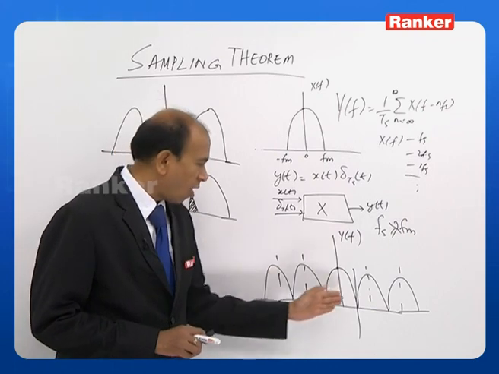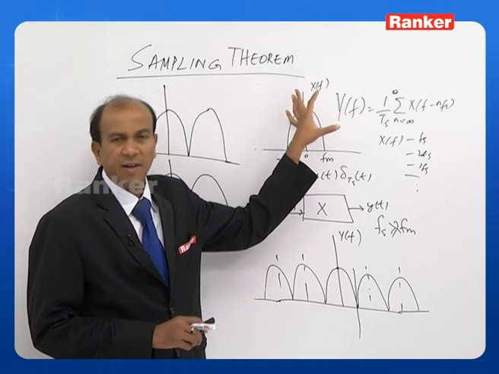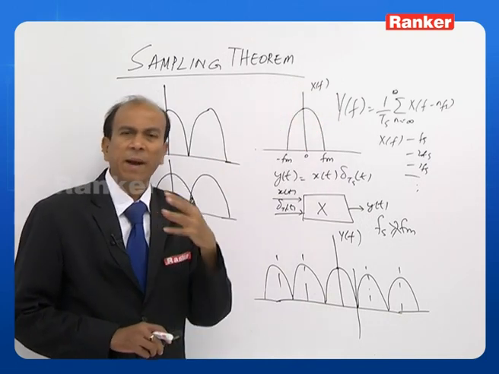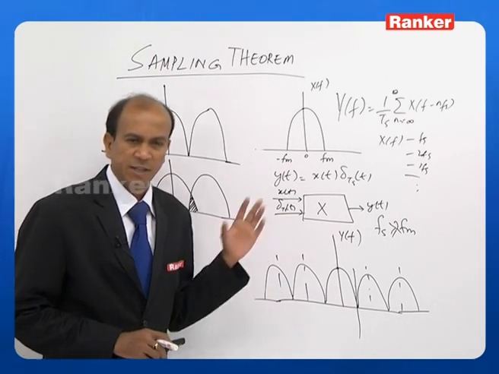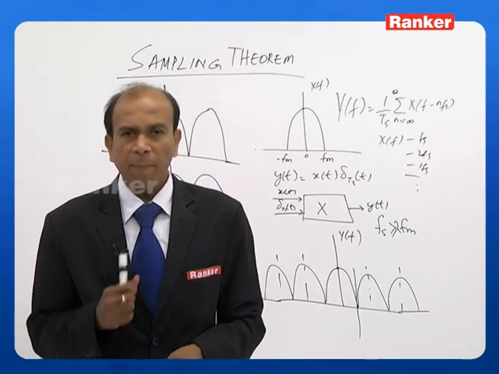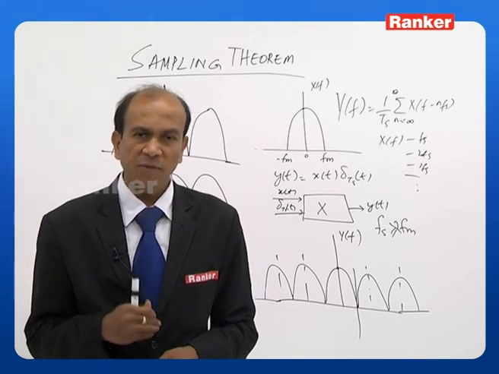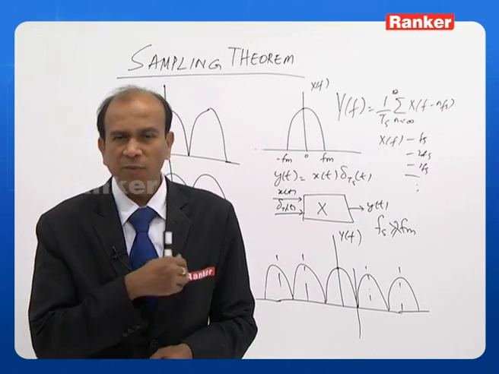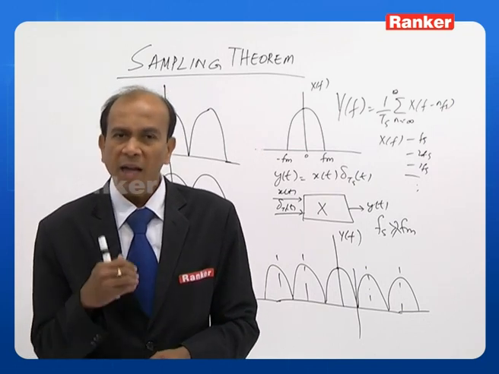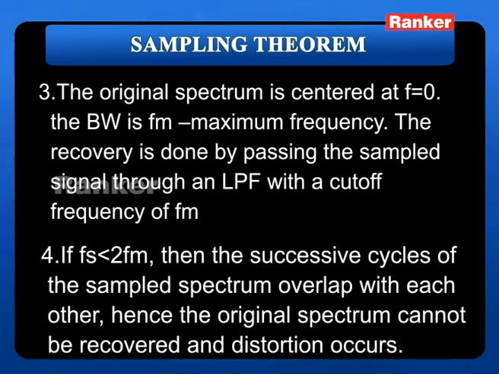Once that is done, all these components will be removed and only this will be present at the output of the low pass filter. What should be the bandwidth of the low pass filter? It should be Fm, which is the maximum frequency of the signal. That means, I should pick up a low pass filter, which is having a cutoff frequency equal to the maximum frequency of the original signal, isn't it? Once that is done, we pass this y of f through a low pass filter, the output will be x of f.